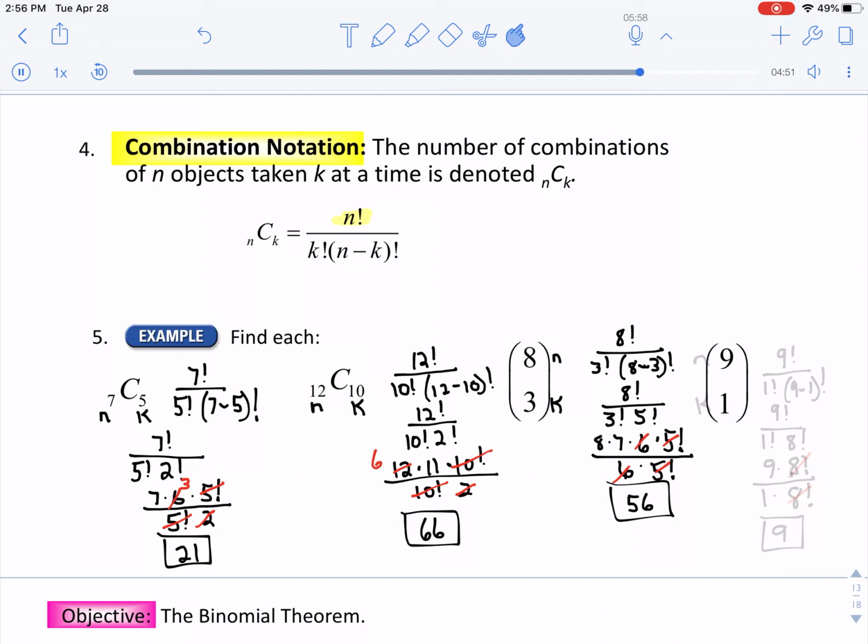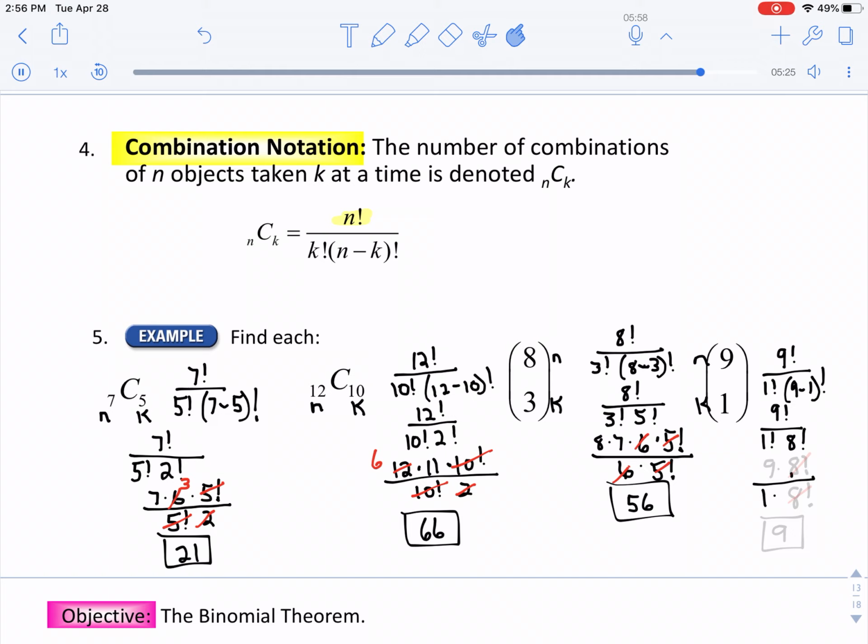And the last one of these, remember that the 9 is the n and the 1 is the k, and then using our formula, we're going to get 9 factorial over 1 factorial times (9 minus 1) factorial. So that'll be 9 factorial over 1 factorial times 8 factorial.